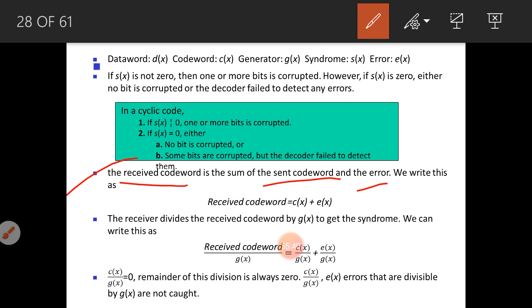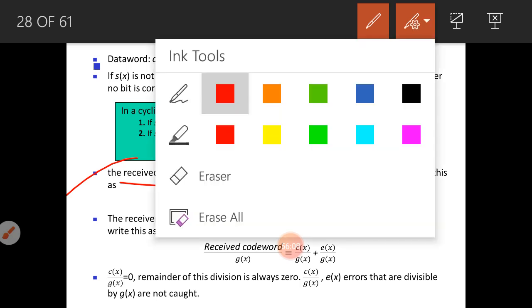How can we represent it in the form of a function? The received code word is equal to the code word sent by the sender plus the error. The error is e of x, and the sent code word is c of x. The sum of these two creates the received code word at the receiver.